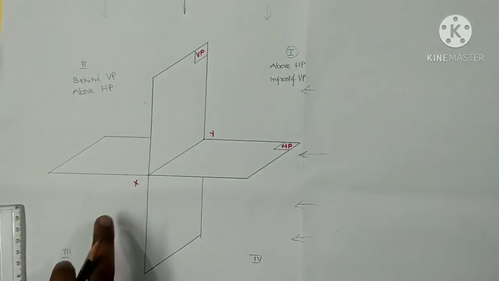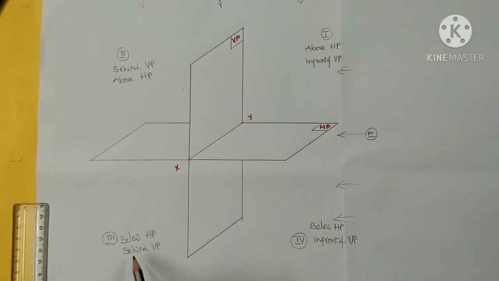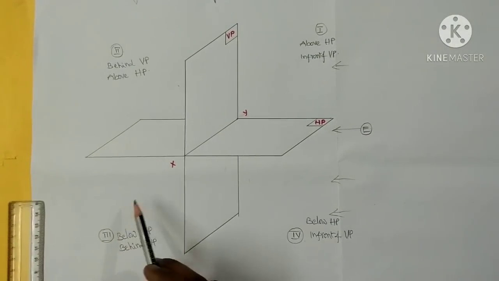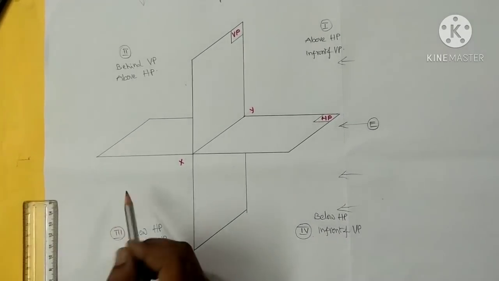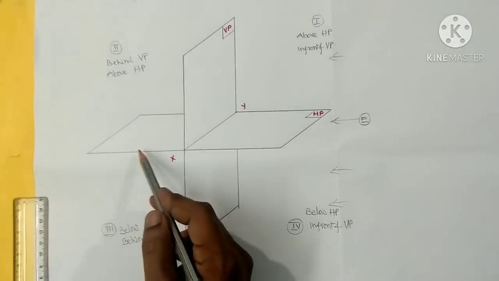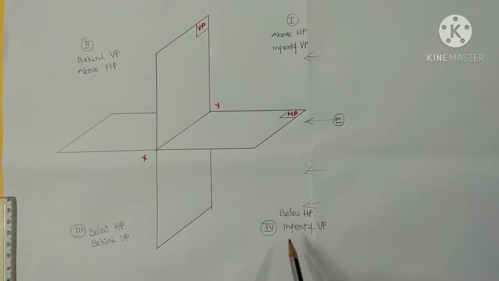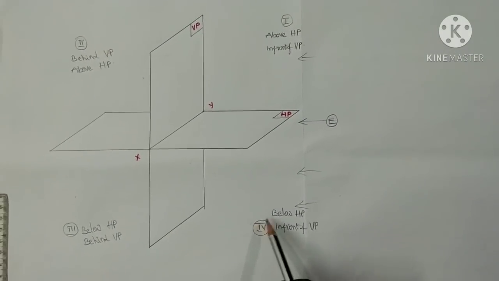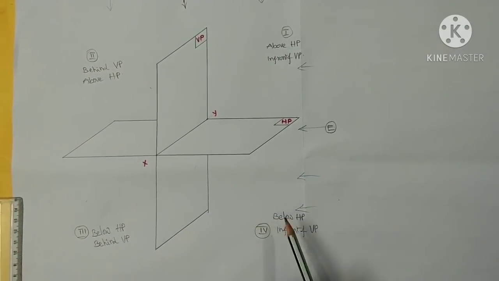And next, if we come to the third quadrant, suppose the object or point is situated in this third quadrant, we can define that particular point in this way: below horizontal plane and behind the vertical plane. Similarly, here we can define the fourth quadrant, that is below horizontal plane and in front of the vertical plane.